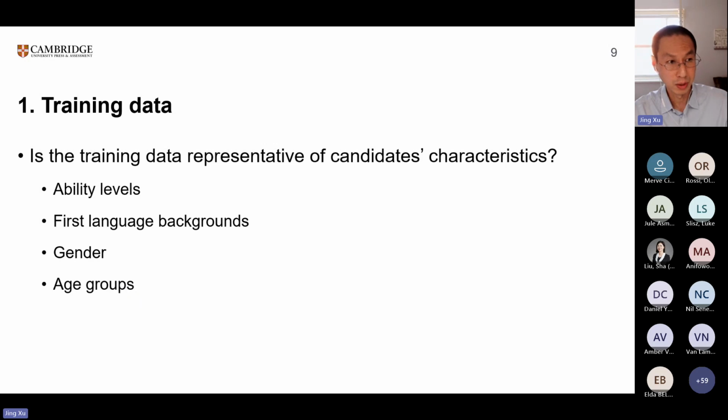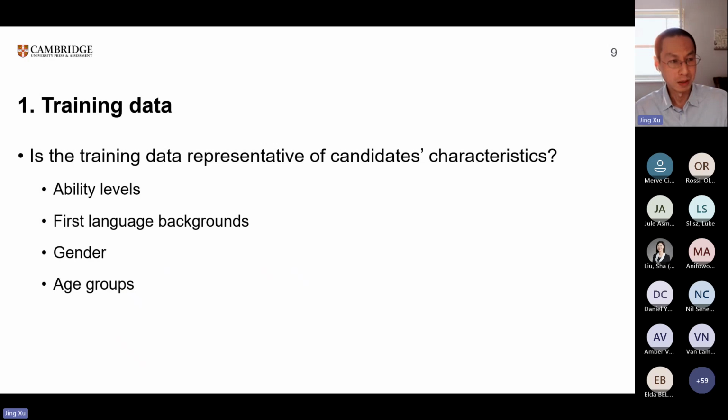The question is whether the training data are representative. When you train an automarker, you need to think about whether the training data are representative of your target candidates in terms of ability levels, first language backgrounds, gender, and age groups. An automarker trained on adult spoken responses is not really suitable for assessing young learners, because it would be totally erroneous.